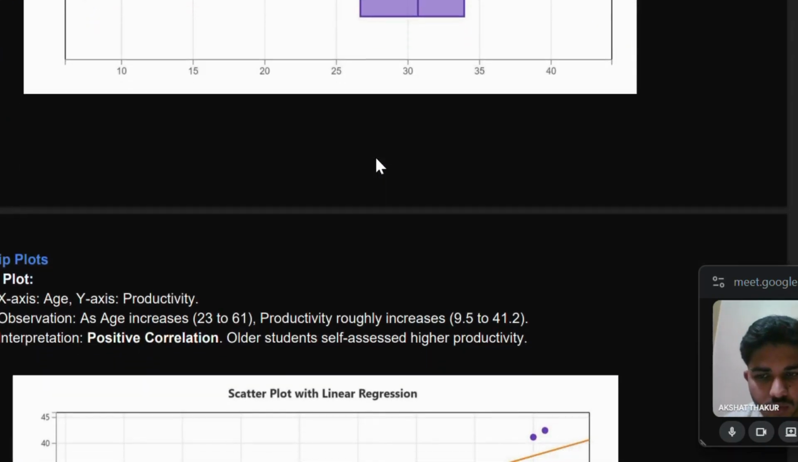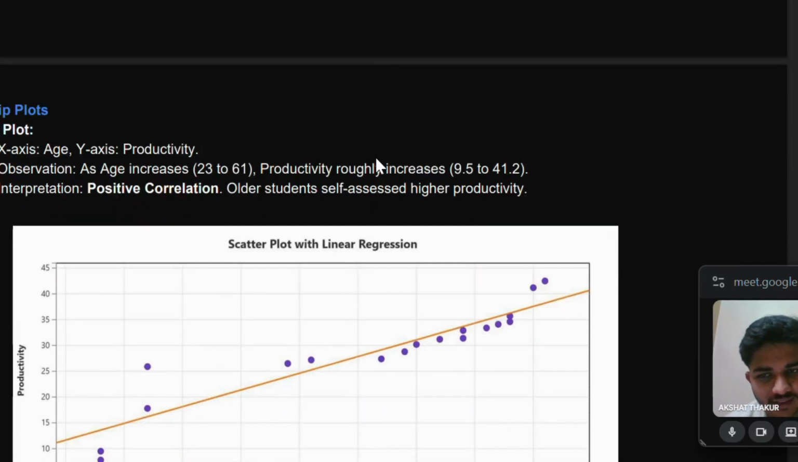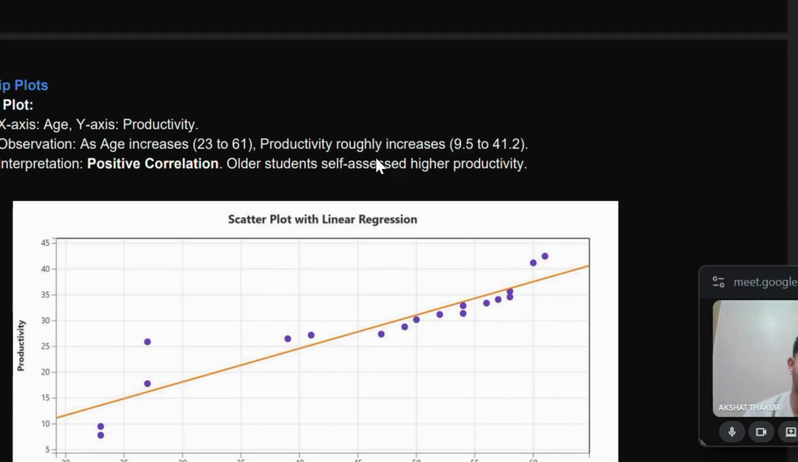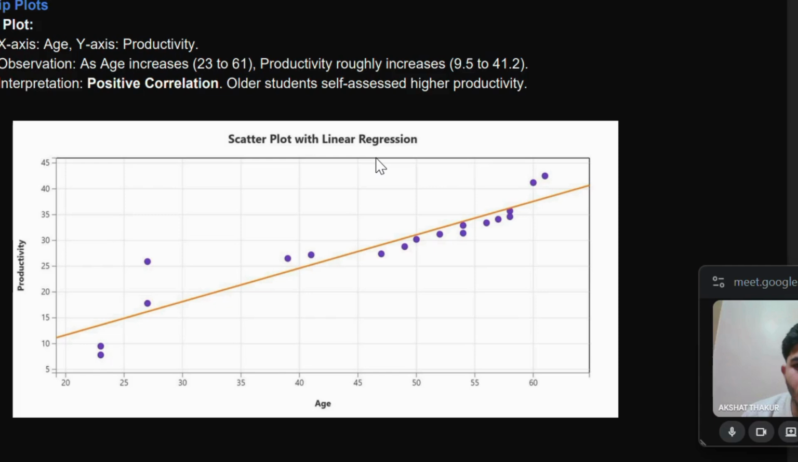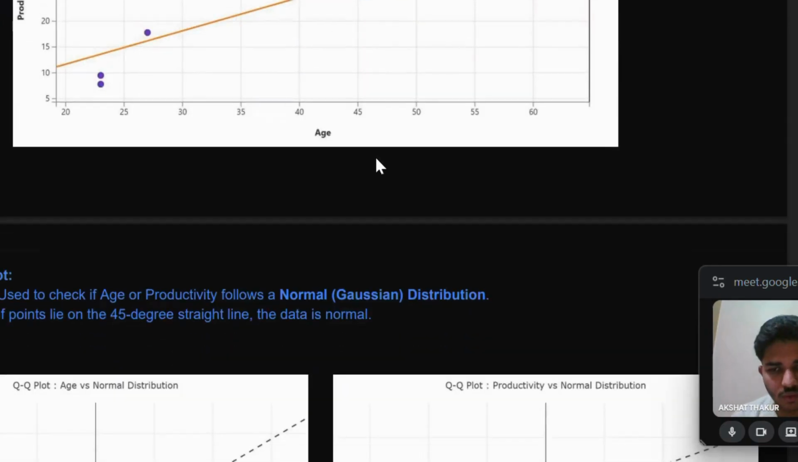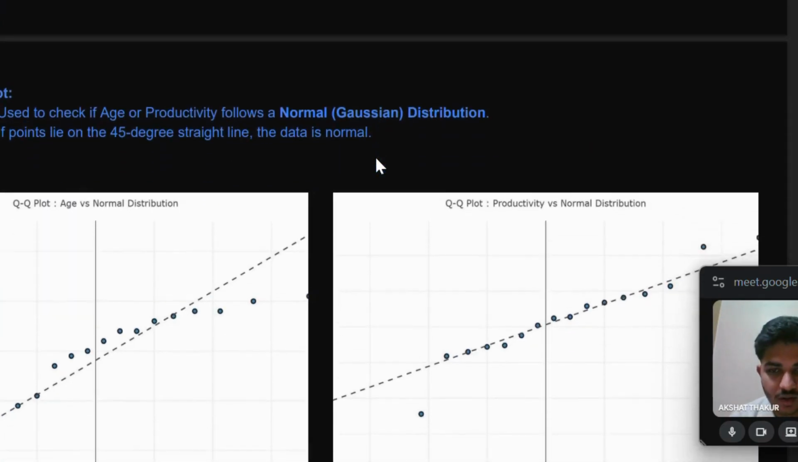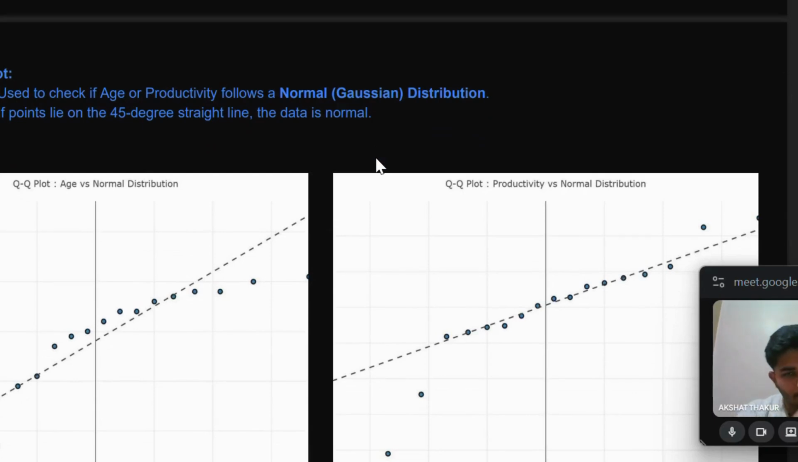Now the QQ scatter plot. The x-axis will be our age and the y-axis will be productivity percentage. Observation: as age increases from 20 to 63, the productivity roughly increases. And interpretation: positive correlation, older students self-assessed higher productivity. Okay, so what we found is that as age is increasing, productivity is increasing, and there is a positive correlation, as experience grows, they are able to produce very well. Now the QQ plot, the QQ plot will be the same, going upward because our productivity is increasing.